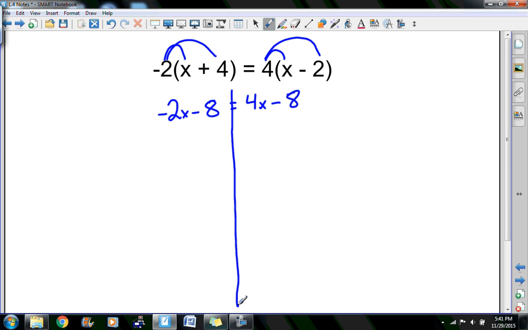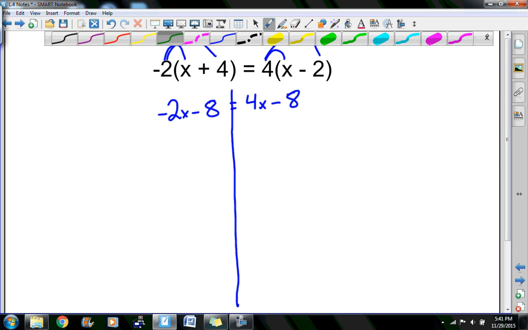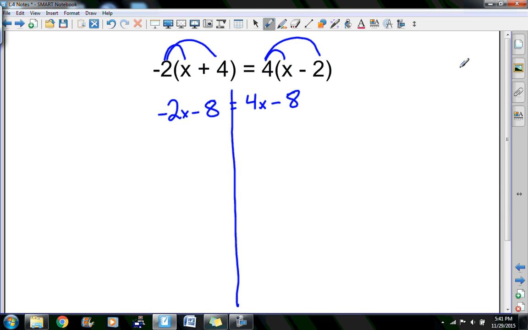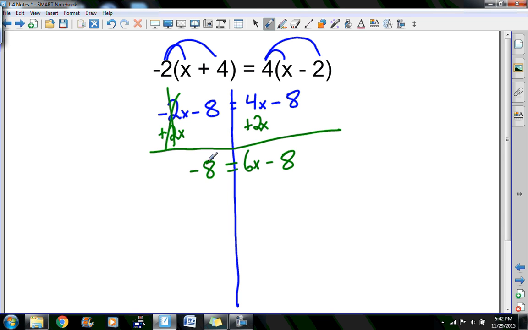Now, I'm going to draw my line down my equal sign, and I'm going to do just like I did before. I'm going to move all of my x's one direction and all of my numbers the other. Now this time, just to prove to you that you can, I'm going to move this x to the right. One of the arguments people make is they want to try to keep their x's positive. So in this case, if we subtracted 4x, we're going to create a negative. So if I move this x to the right, then I will create a positive 6x. So I get 6x minus 8 over here. And on the right side, I still have a negative 8 over there.